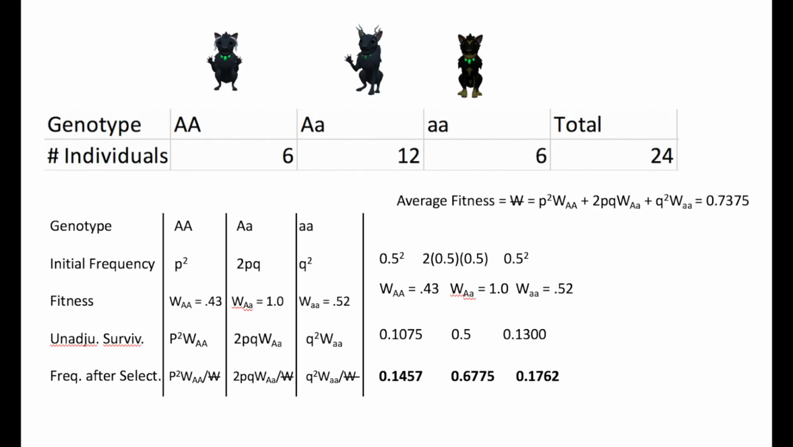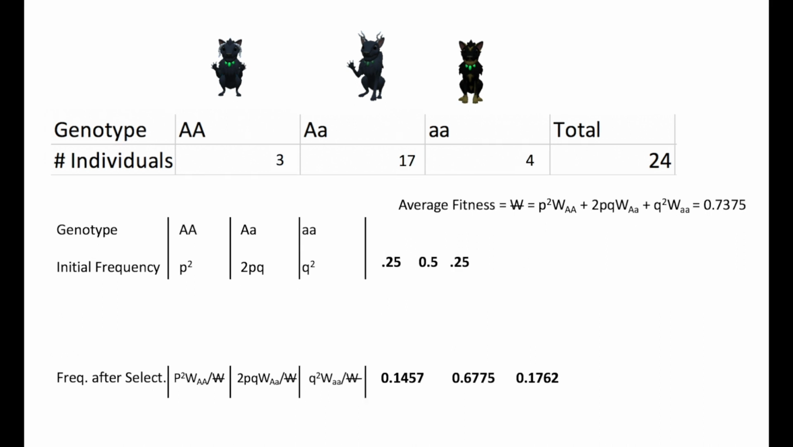Now that we've applied the selective force, let's recalculate the allele and genotype frequencies for our population after stabilizing selection. Our initial frequency of heterozygotes was 50%, while our frequency of big A and little a was 25% each. After a generation of stabilizing selection, the frequency of heterozygotes has increased to 67%, while the frequency of big A and little a has decreased to 14% and 17% respectively.